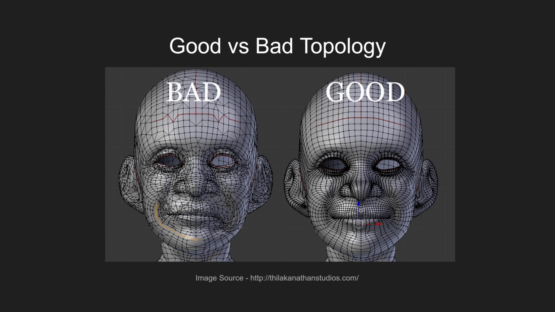With all of the nice edge loops, you could double-click an edge loop and it would wrap all the way around. If you were to double-click an edge on the model on the left, it would probably go 3, 4, 5 edges and then just stop because it hit a triangle somewhere.